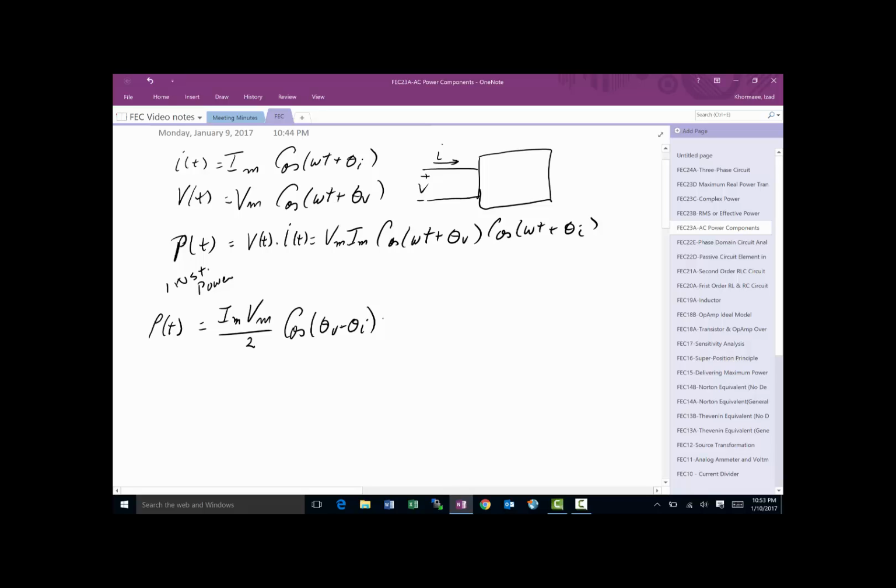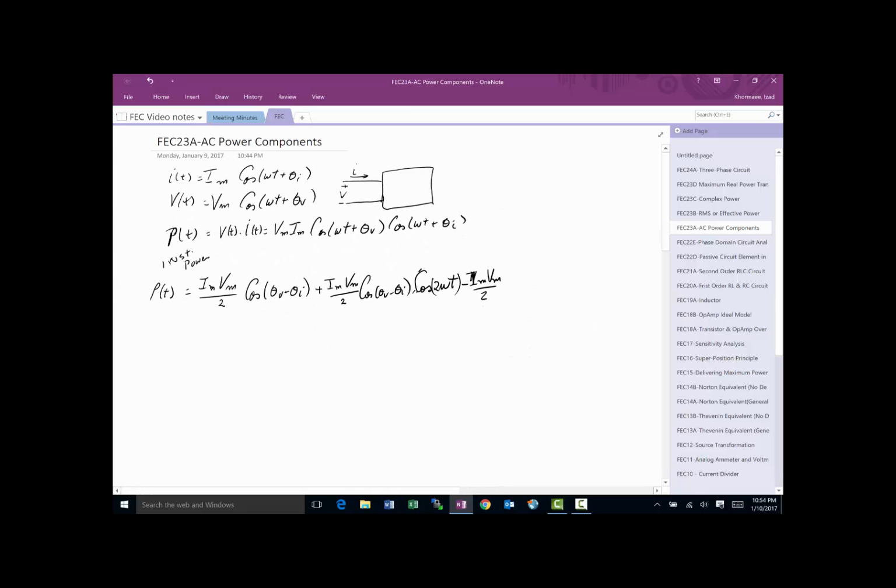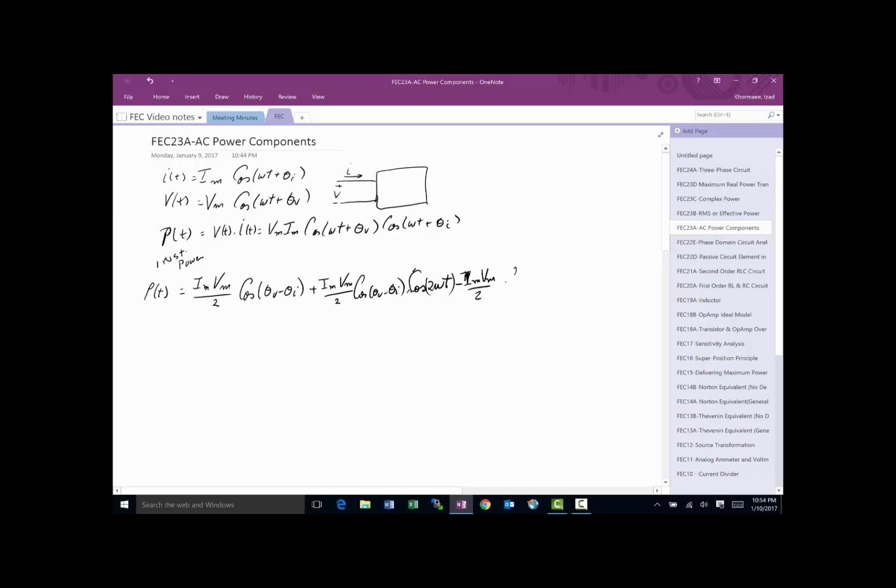and then continue on to write the rest of this, which is going to be Im Vm divided by 2 cosine of theta v minus theta I times cosine of 2 omega t, minus Im Vm divided by 2 times sine of theta v minus theta I multiplied by sine of 2 omega t.